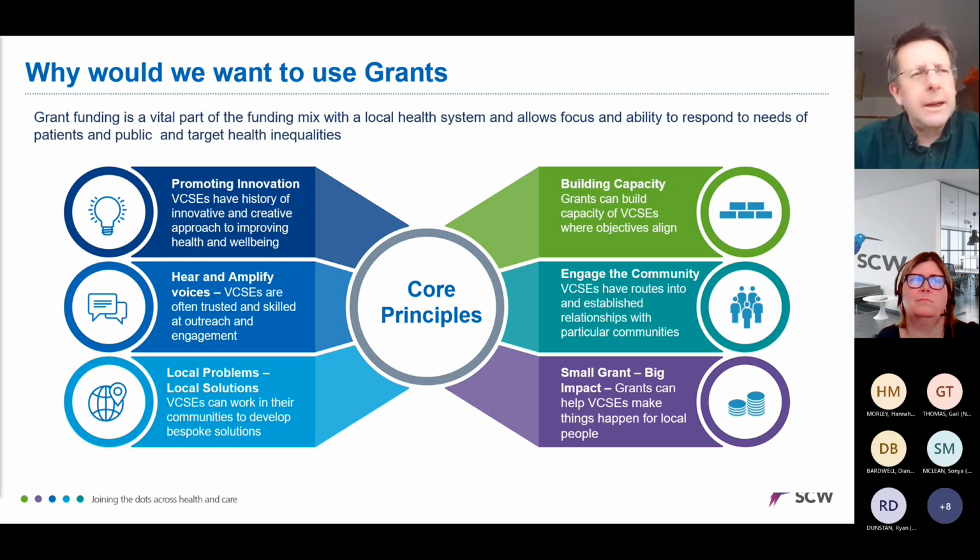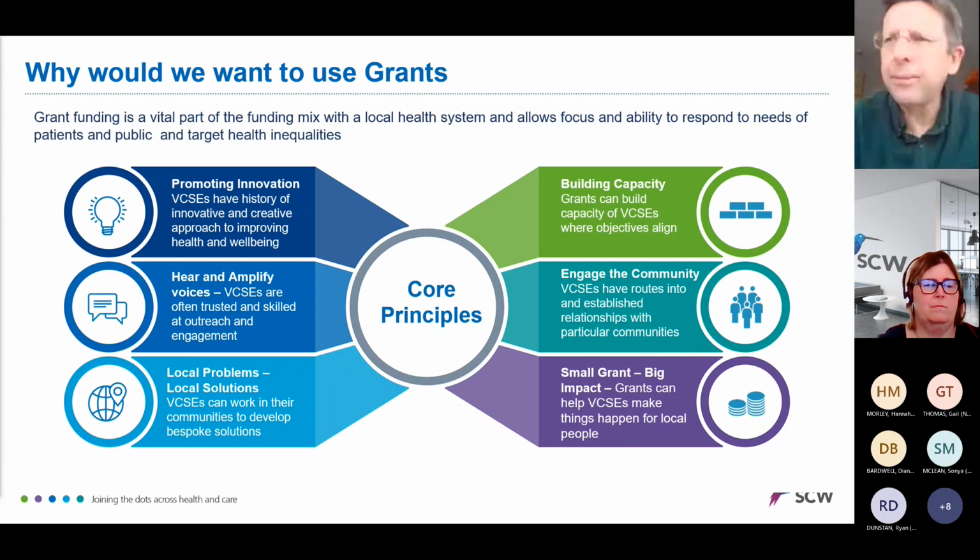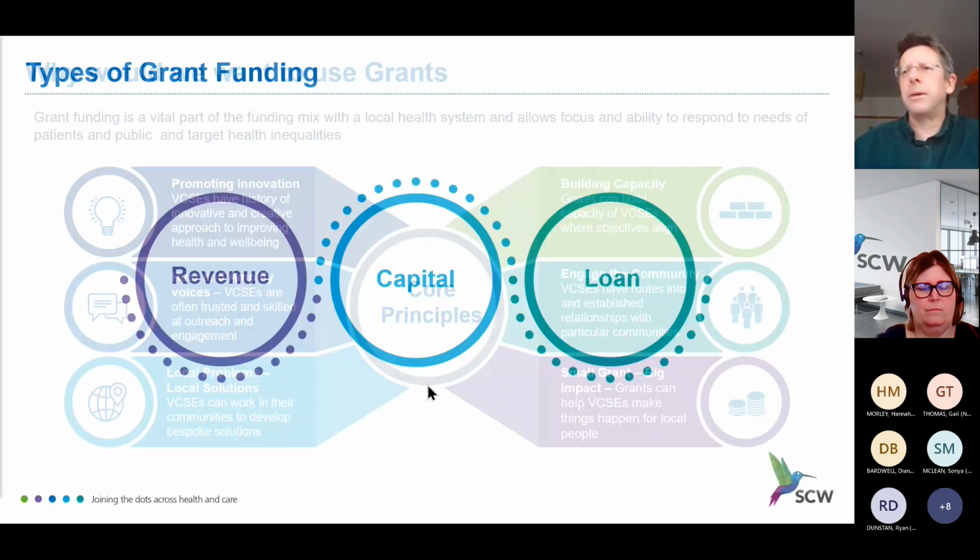They're particularly good at engaging with communities, very similar to hearing and amplifying voices, but they really have roots into established relationships and have the trust of particular communities. And probably one of the main points is that compared to perhaps some of the monies that we may see within the NHS and commissioning of services, quite often with grants, a little bit of money will go an awfully long way and will really help to make a difference. So it's worth considering all of these factors when you're looking at allocating grants, of how they can support and help you on that.